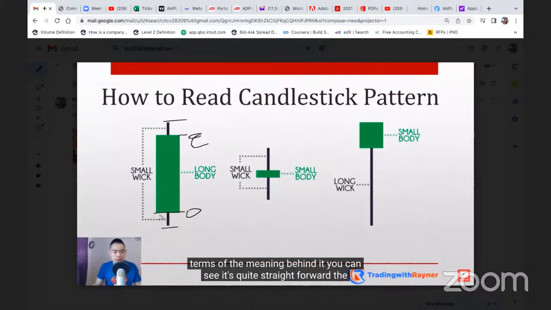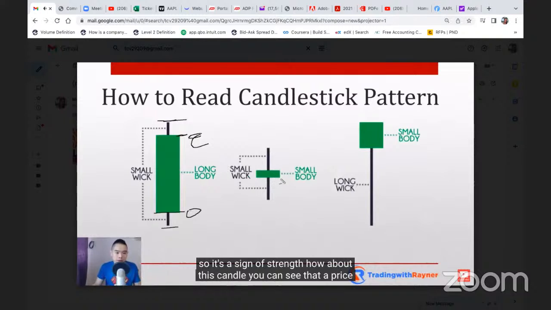Then in terms of the meaning behind it, you can see it's quite straightforward. The price opened near the lows. It tried to come down lower, got rejected. Then it finally closed near the highs. At one point in time, it was actually at this level over here, meaning the buyers were at this level at one point in time, and the sellers came in, pushed price slightly lower, and finally closing near the high. So it's a sign of strength.